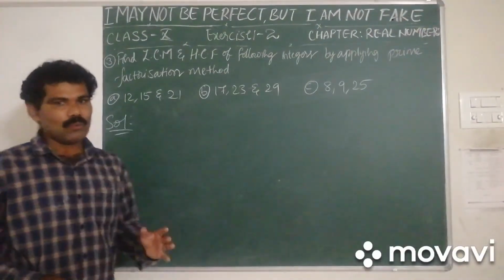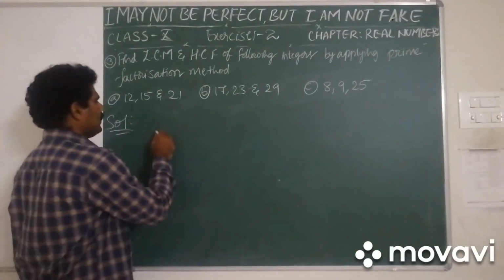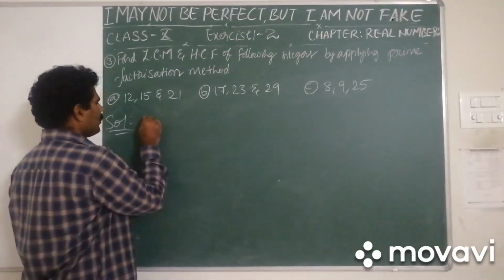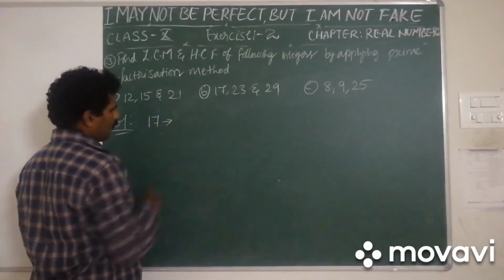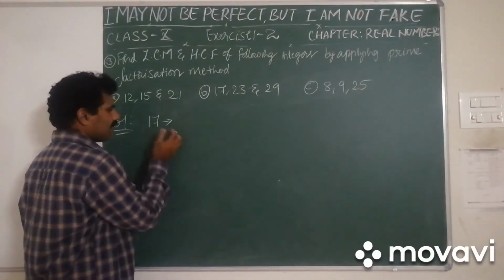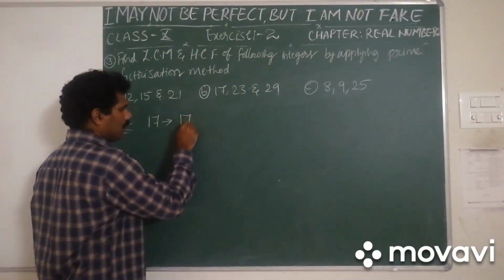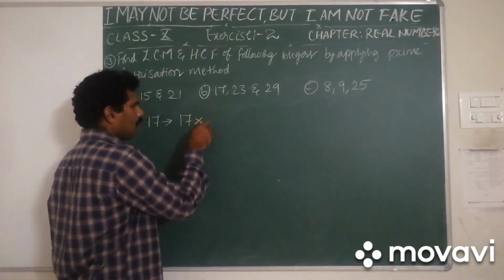Now the second one, that is 17, 23 and 29. So how to write 17 in terms of a product of prime factors? 17 itself is prime, so 17 into 1.